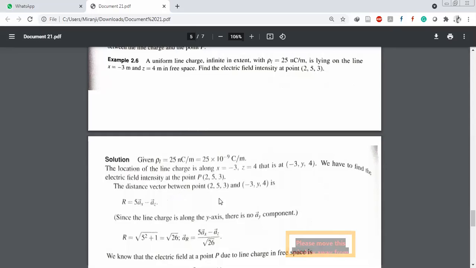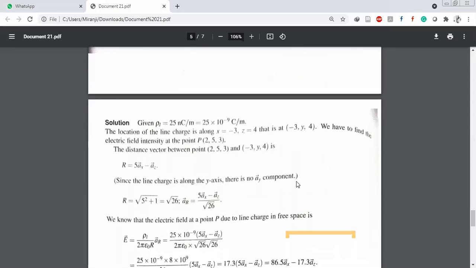So the distance vector from the point 2, 5, 3 and minus 3, y, 4. Simply, you already know what the distance vector is. 2 minus of minus 3 gives 5 a x. The y term is not there. Similarly, 4 minus 3.